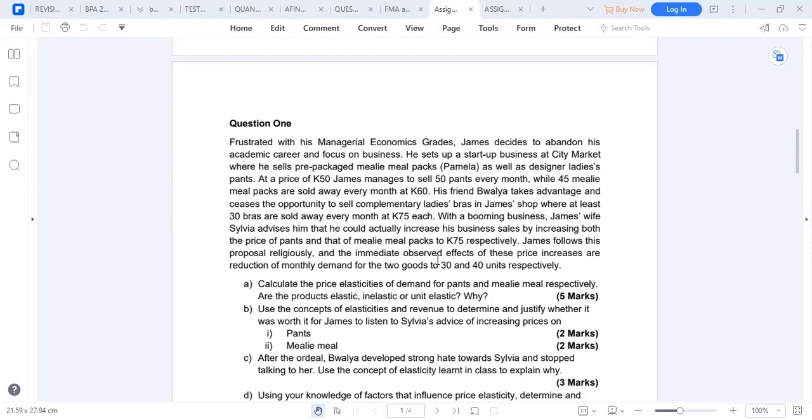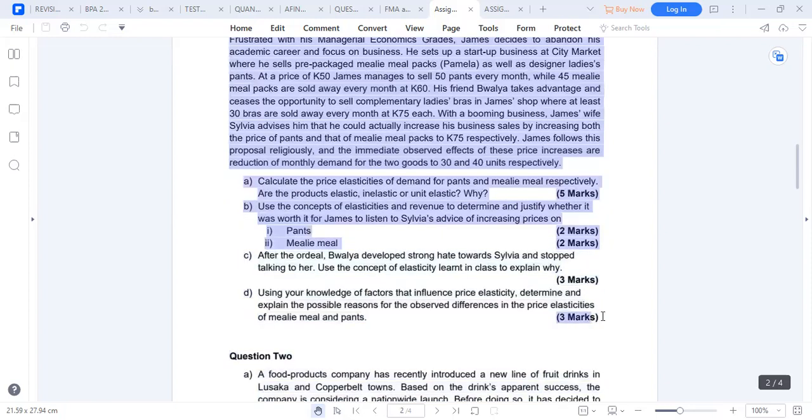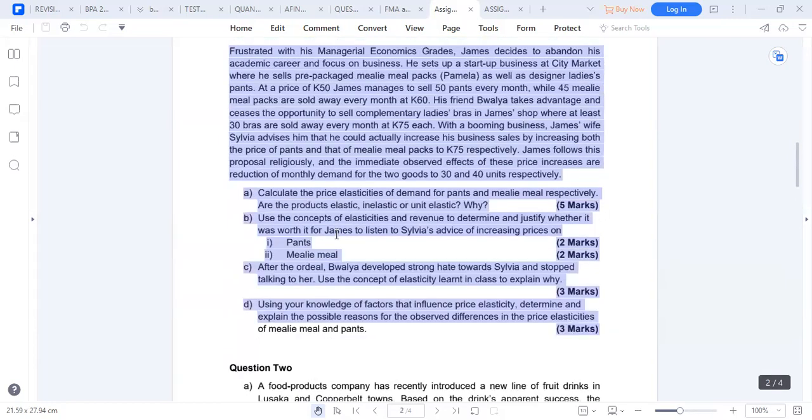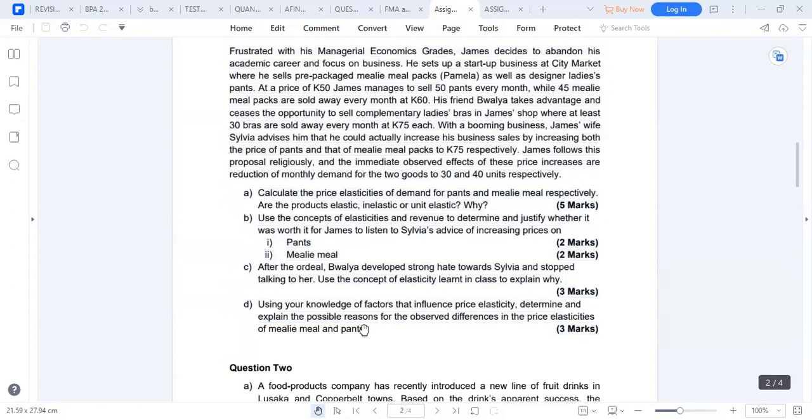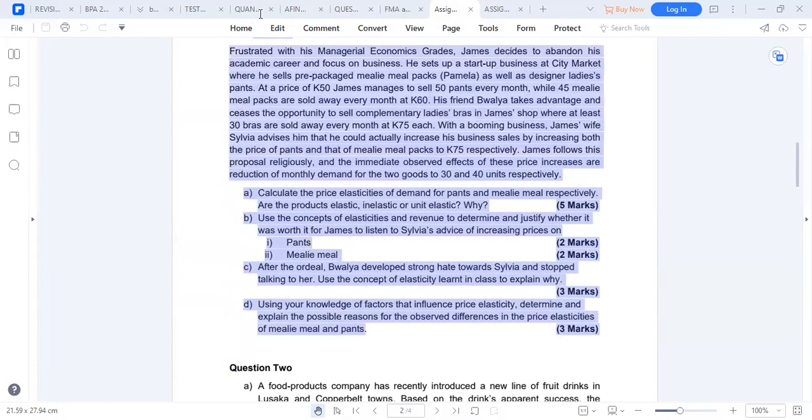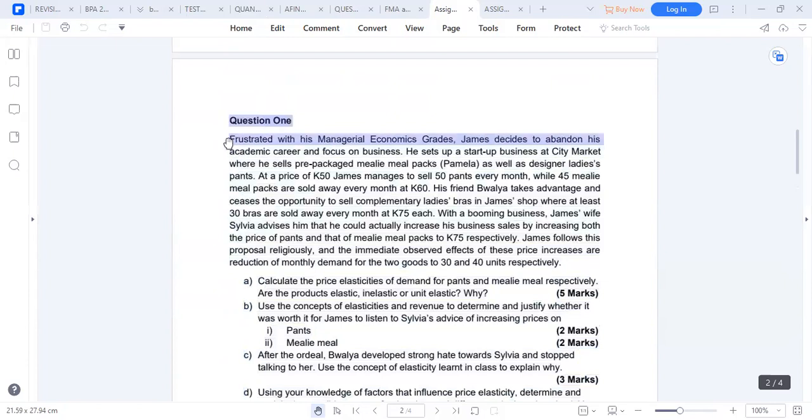So immediately when he does that, we find that the price affects the monthly demand for the goods to 40 and 30 respectively. So let's analyze this question very well so that we understand the concept I've just been teaching you right now. This is very important because it's a very applicable question. Let me put it on the board so that we analyze it bit by bit.